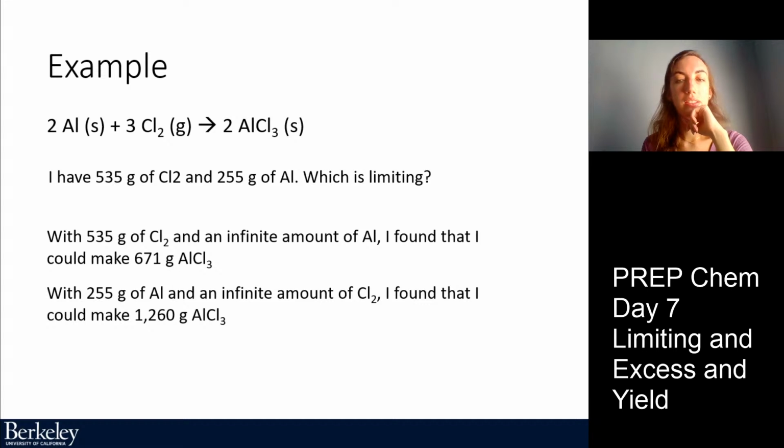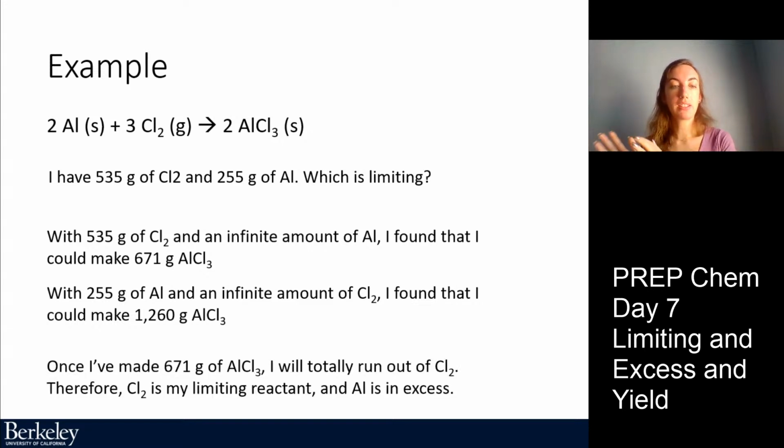Okay, so as I am running this reaction over time, I am going to be slowly using up both chlorine and aluminum and making AlCl3. So as I go along, at some point I will have made 671 grams of AlCl3. At that point, I will have totally used up all 535 grams of chlorine that I have. I will totally run out of chlorine. So I can never make 1,260 grams because I have no more chlorine to use up.